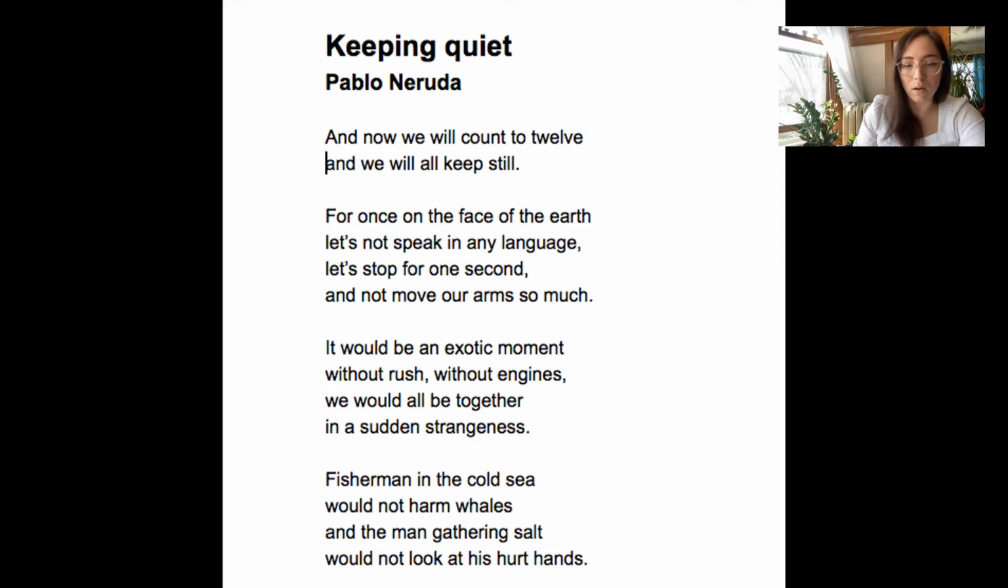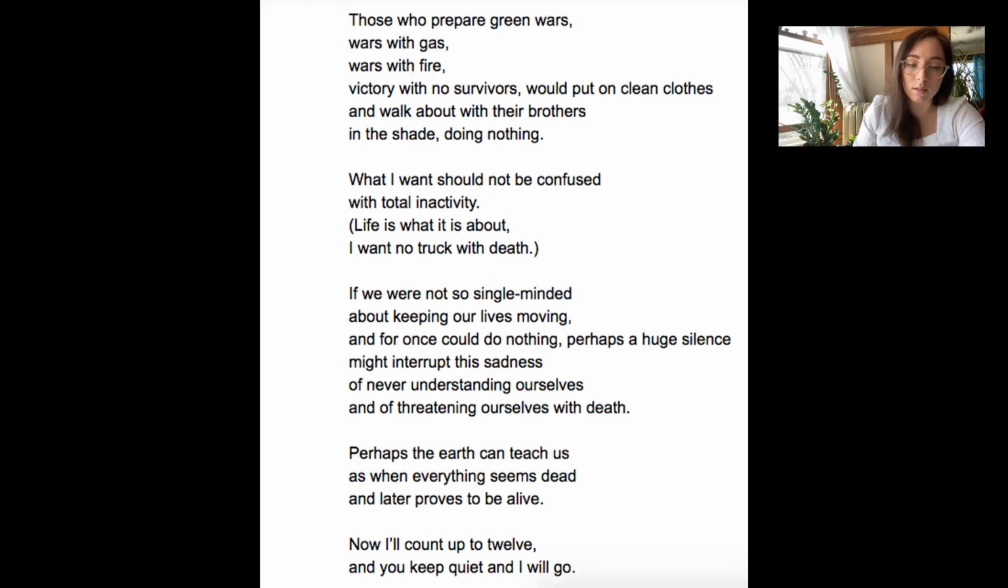Fishermen in the cold sea would not harm the whales, and the men gathering salt would not look at his hurt hands. Those who prepare green wars, wars with gas, wars with fire, victory with no survivors, would put on clean clothes and walk about with their brothers in the shade, doing nothing.